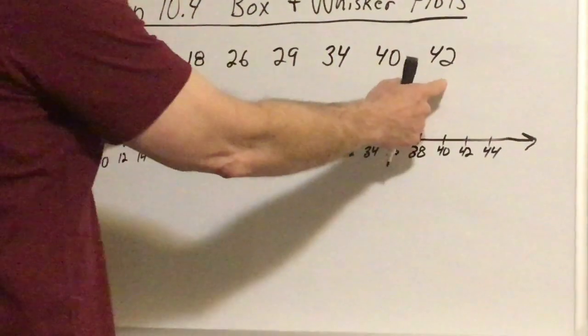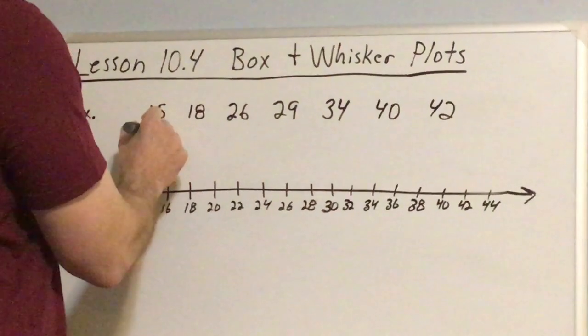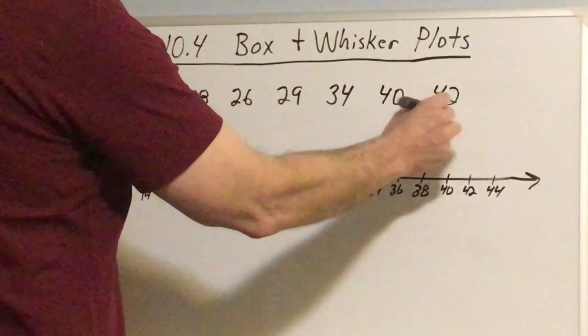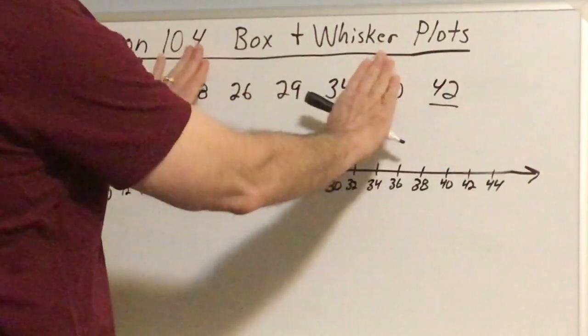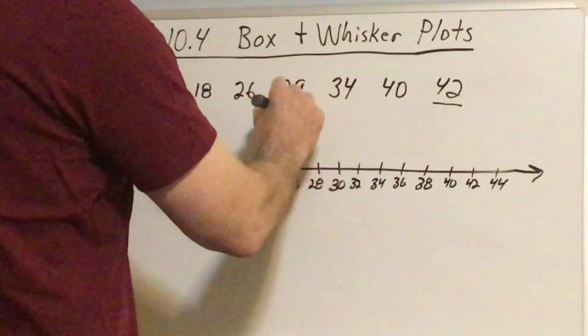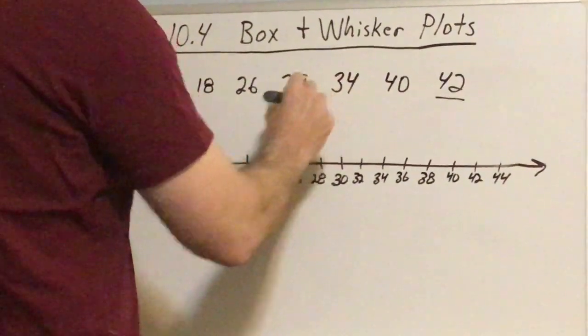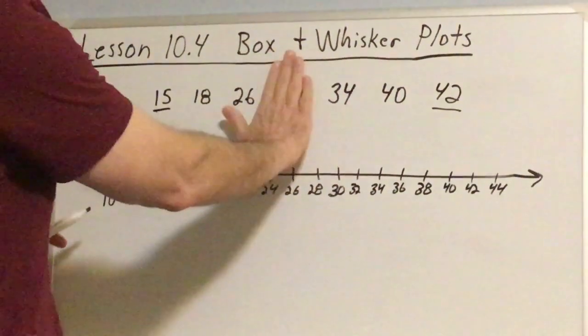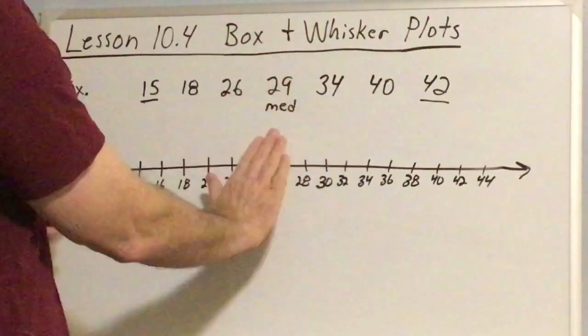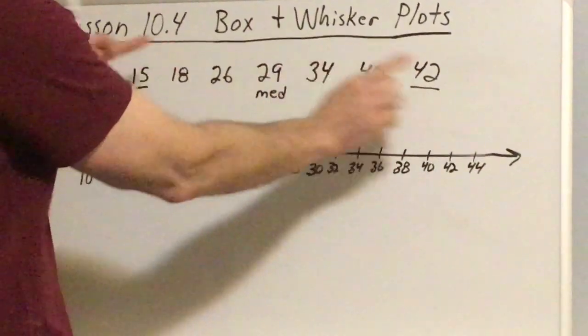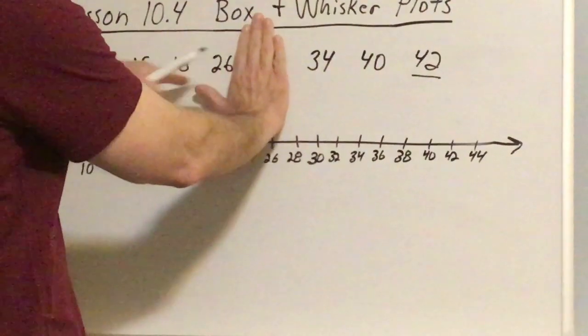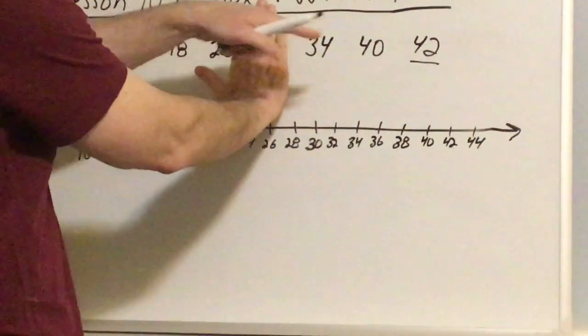On this set of data, obviously 15 is your least number, 42 is your greatest number. You work your way in. The median is 29. Now remember, if there's only one number for your median instead of 2, like the last example, then that number is not included in either the upper half or the lower half. So my lower half is only 3 numbers and my upper half is only 3 numbers.